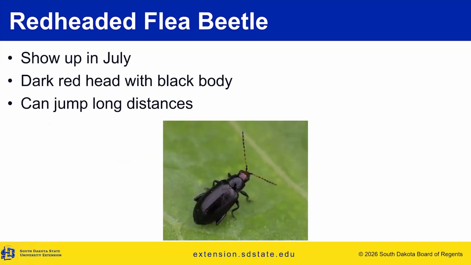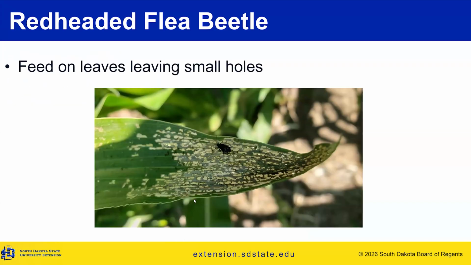Next pest is one that seems to show up a lot here in South Dakota. It's the red-headed flea beetle. These typically don't show up in fields until sometime in July. Kind of that mid to late July is when we typically notice a lot of pressure. They have a dark red head and a black body. They get their name because they have modified hind legs and they can jump long distances.